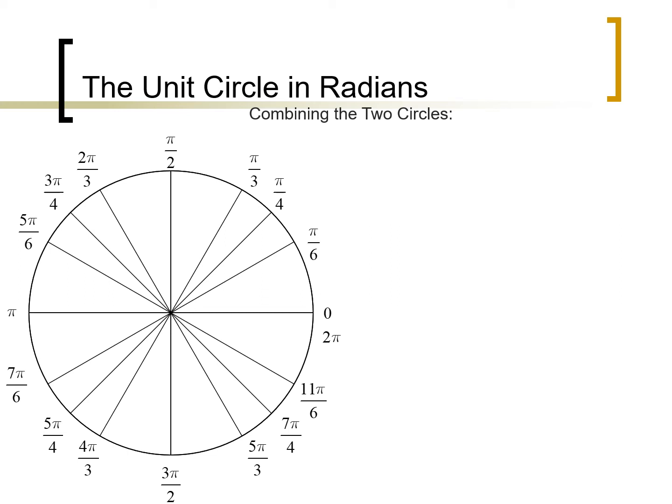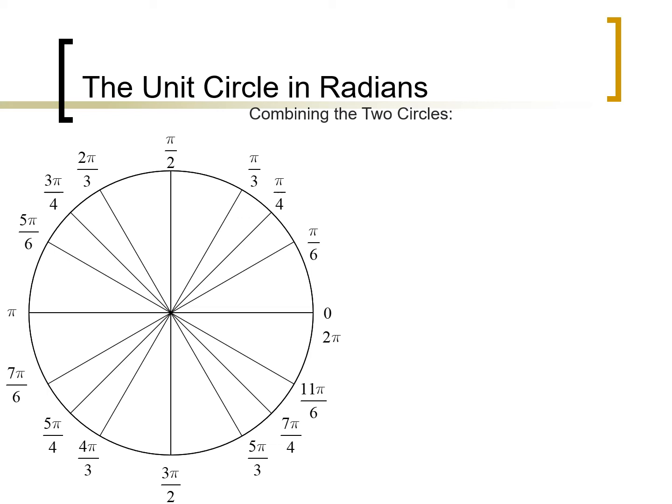You should have filled in on page 12: 0, pi over 6, pi over 4, pi over 3, pi over 2, 2 pi over 3, 3 pi over 4, 5 pi over 6, pi, 7 pi over 6, 5 pi over 4, 4 pi over 3, 3 pi over 2, 5 pi over 3, 7 pi over 4, 11 pi over 6, 2 pi.